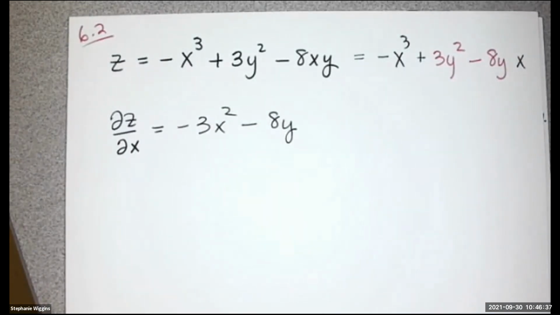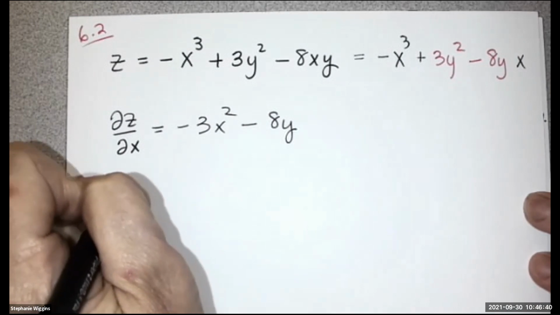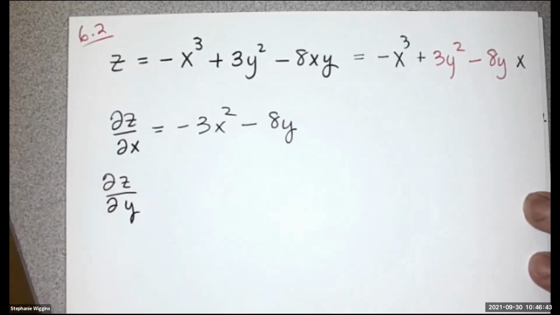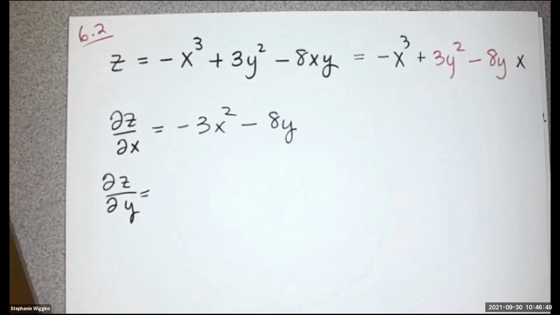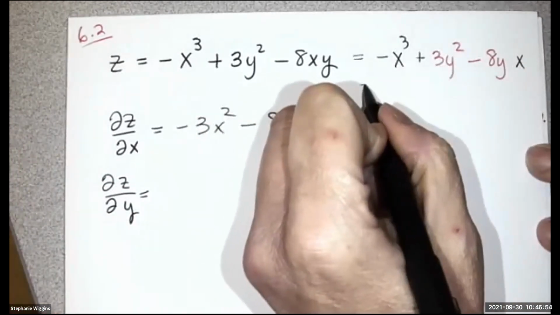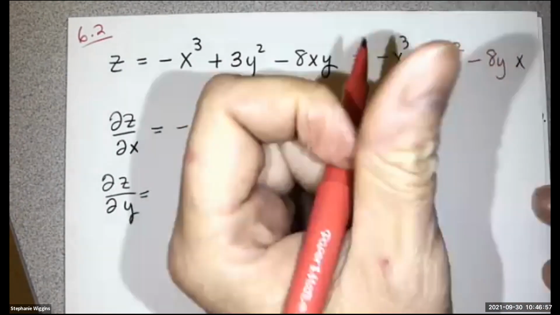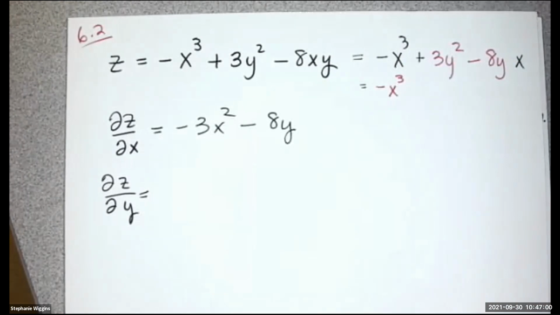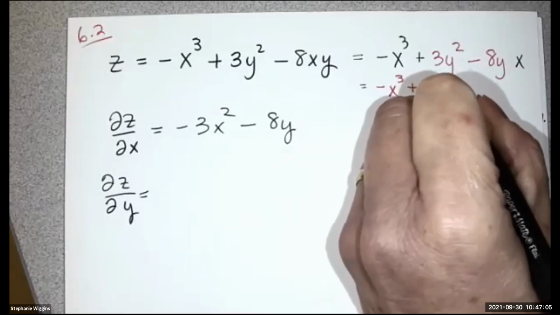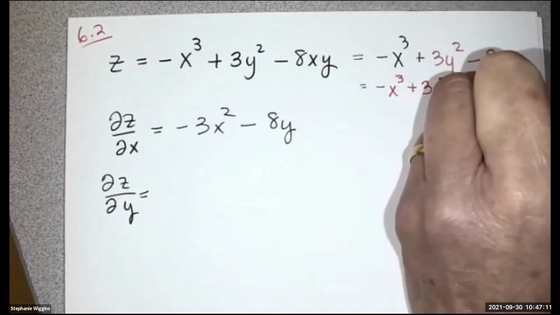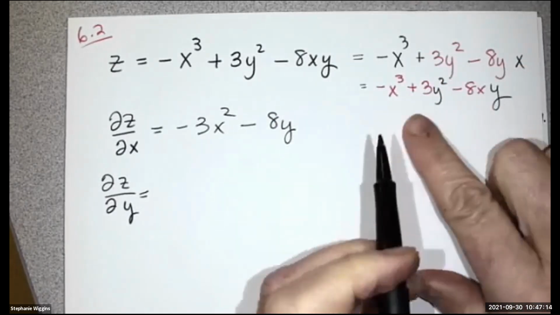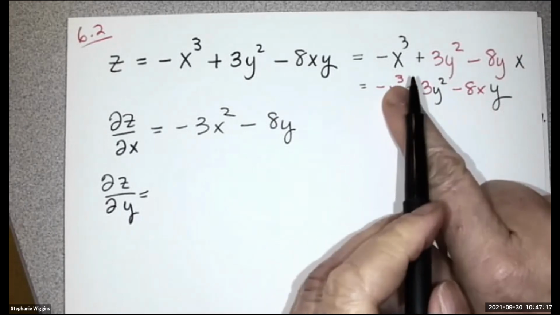Now you want to differentiate with respect to y. This time you're going to highlight the constants, including all the x parts. So here we're going to write this as negative x cubed plus 3y squared minus 8x y. The derivative of the first term is 0 because that's constant.